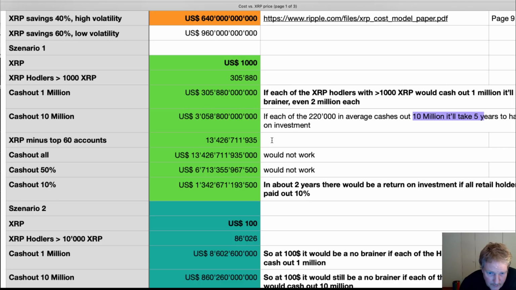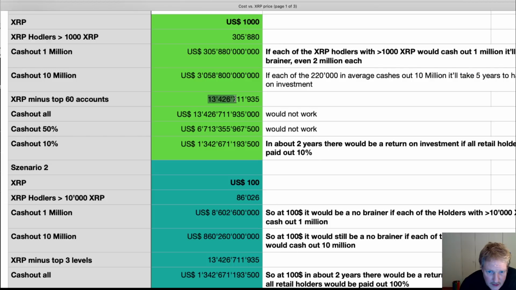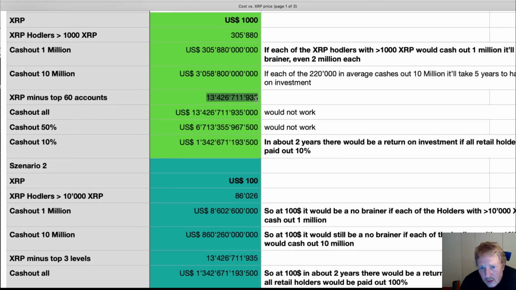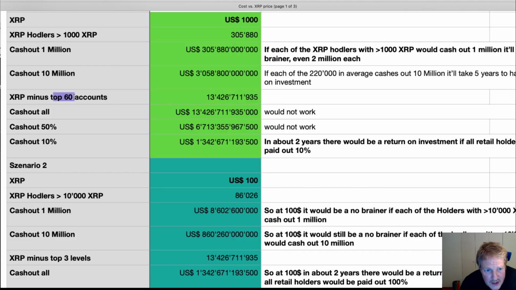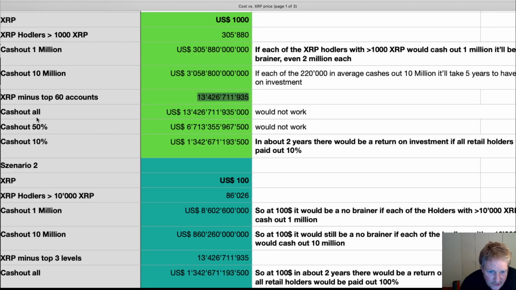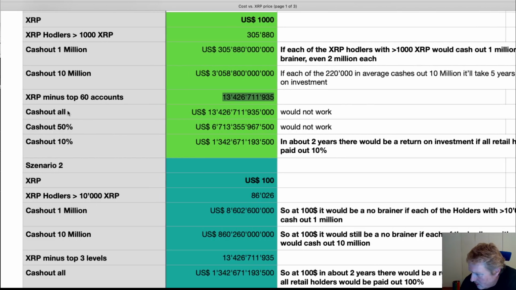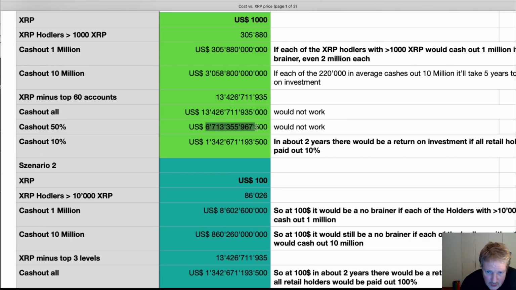Okay? Then the second perspective, the amount of XRP which is held by all XRP holders, but the top 60 accounts. The top 60 accounts are exchanges and Ripple and stuff like that. That's 13 billion. So if everyone would cash out all, the costs would be 13, I think, trillion. 50% cash out would also not work. But if all but the top 60 accounts would cash out 10% of their XRP, then it would be totally possible. In 2 years we had a return on investment.